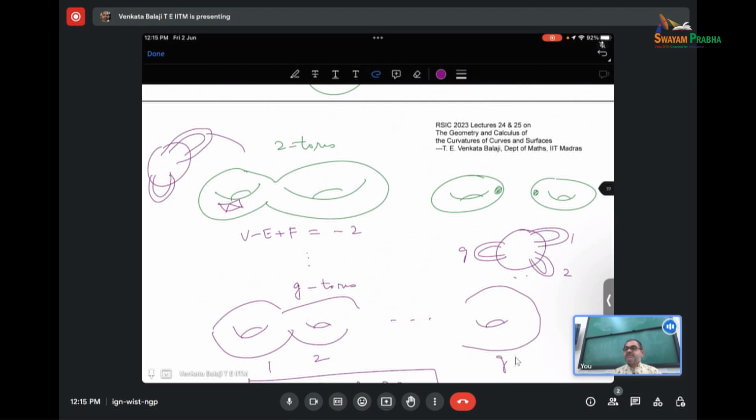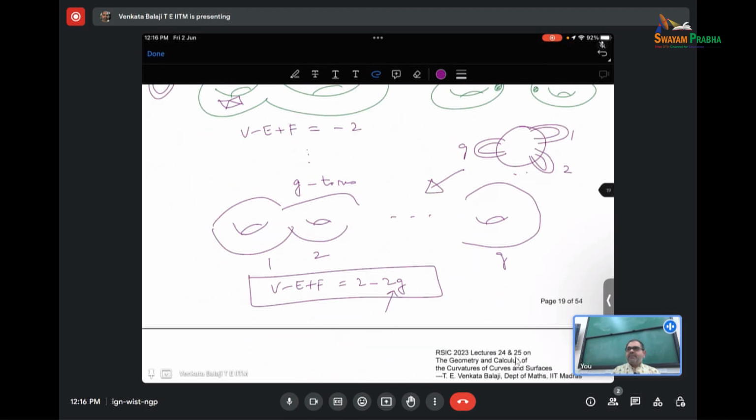I mean, so it is G. If it's a G torus, it has G handles. Okay, and this object, if you imagine enough, can be deformed to this. So what is happening here? What is special about this G? This G is special in the following sense.